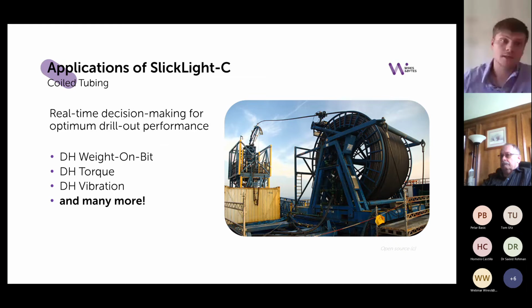The other application, of course, is coil tubing. SlickLight-C can be injected into coil tubing, and what this allows our customers to do is make real-time decisions for drilling out, for coil drilling, and that kind of thing. When you're providing digital signals down to the bit, you can get downhole weight on bit, downhole torque, downhole vibrations. Some of our customers are even running triple combos for advanced coil tubing drilling situations. SlickLight-C enables you to do that.